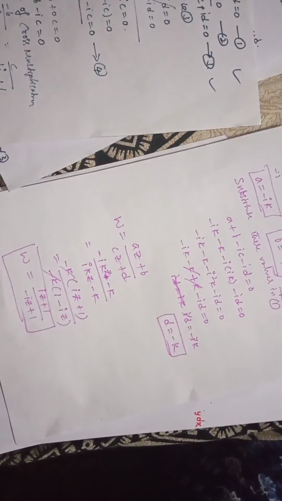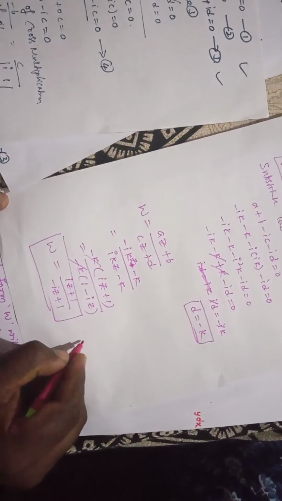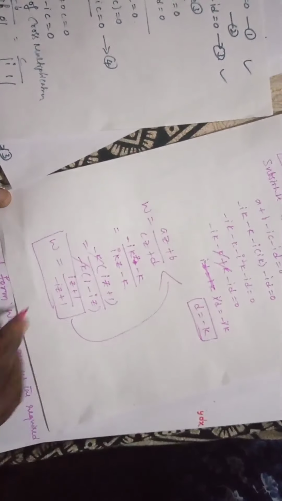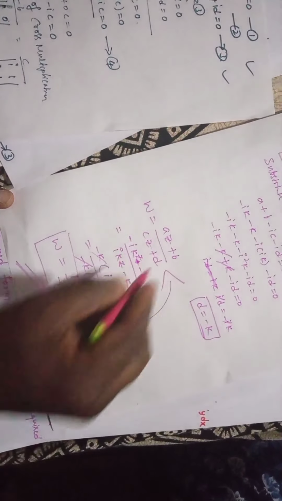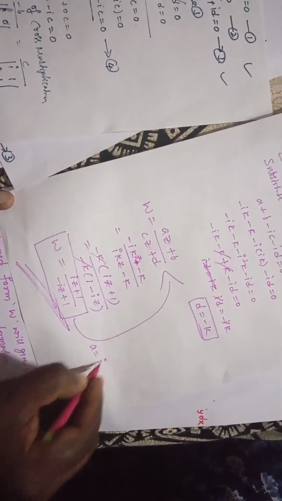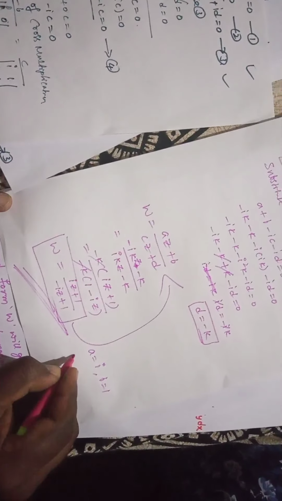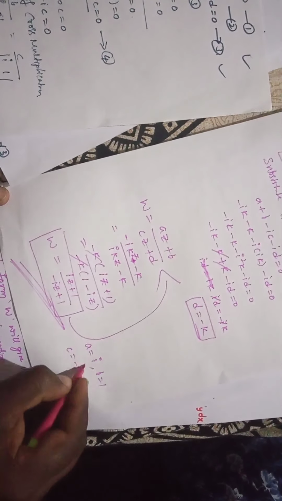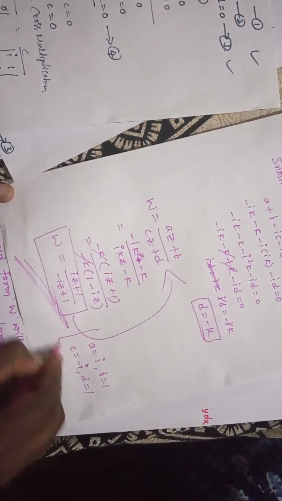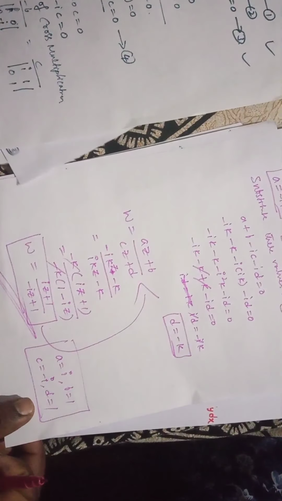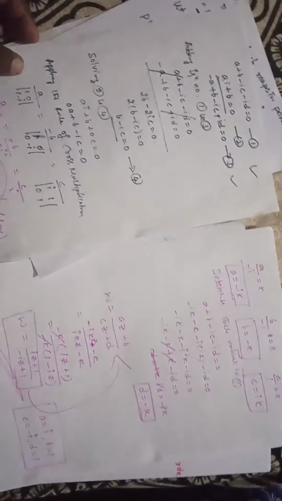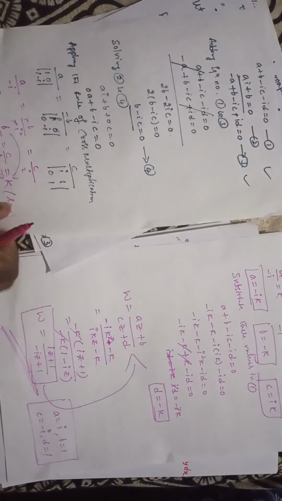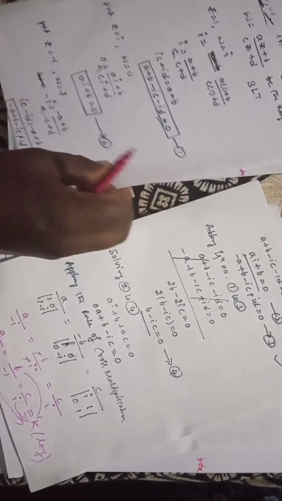So here, what are the values of a? Compare this with this. This is enough. This is our required bilinear transformation, az plus b by cz plus d. Here a is i, b is 1, c is minus i, d is 1. These are the values. This is how we have to find the bilinear transformation of the given problem.